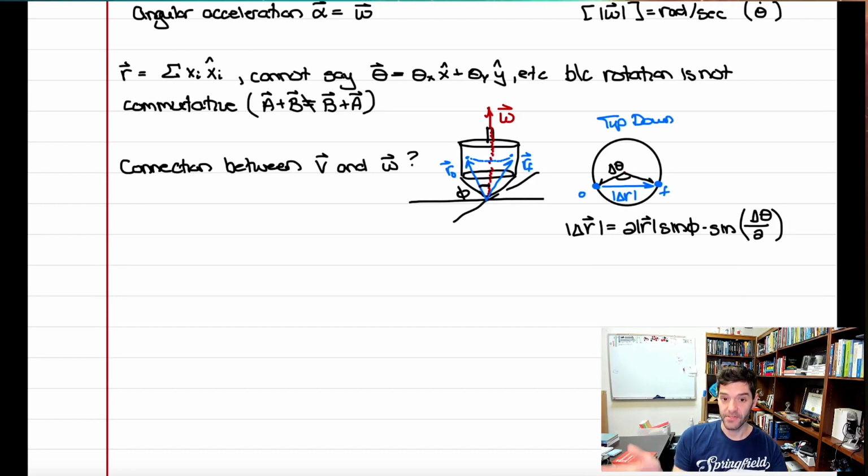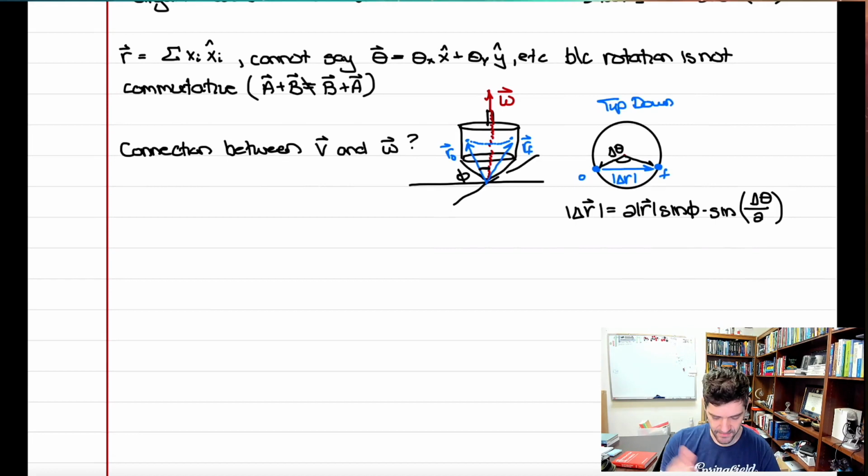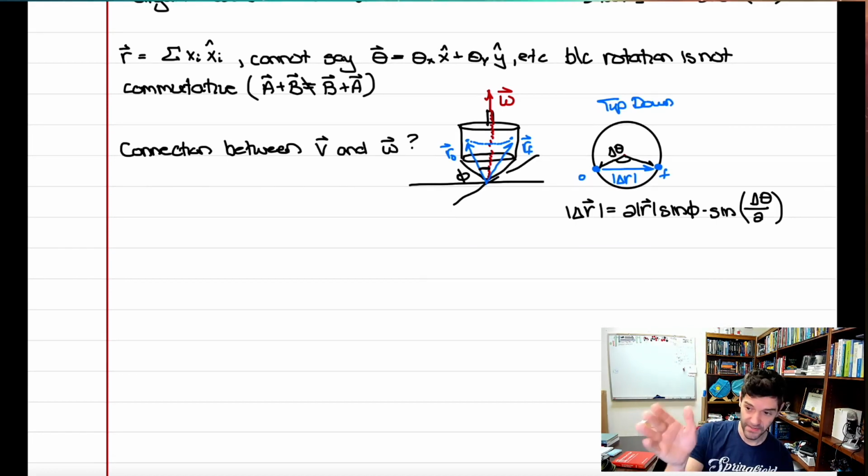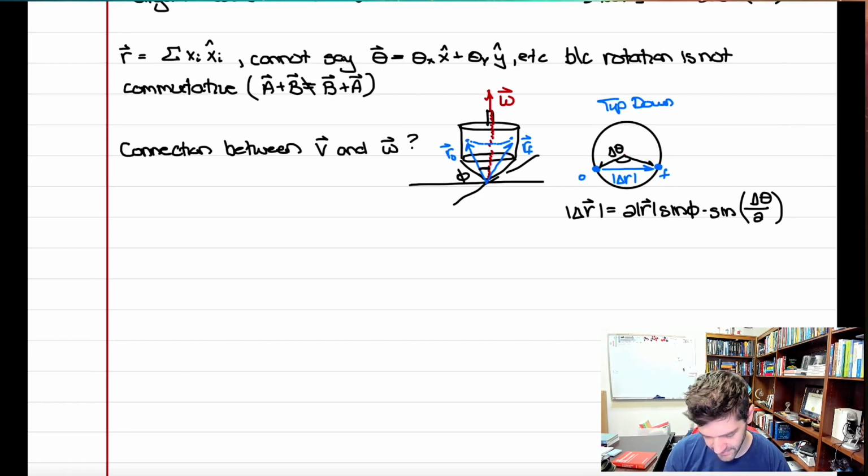Now what I want to do is I want delta theta to get smaller and smaller, so I can think of this in the calculus limit, and then maybe connect delta r, which sounds like it's close to a velocity. If I divide by time, that'll give me a velocity. Maybe then I can say something more general.